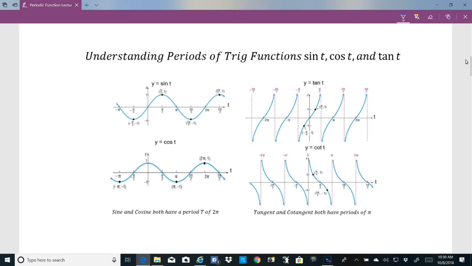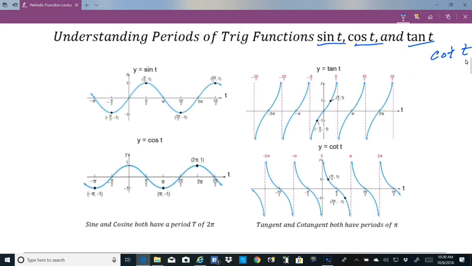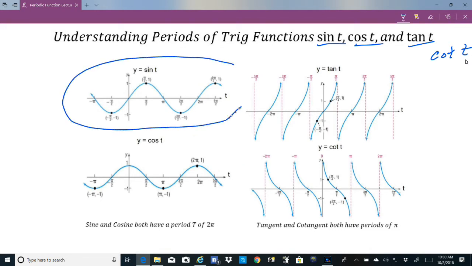Now, we've already talked about trig functions: sine of t, cosine of t, tangent of t, and also cotangent of t. In looking at the graph of the sine function, we all know that it always starts out at 0, goes up to a peak, goes down to a negative peak, and comes back to 0 again, and it does that in a period of 2 pi. So every 2 pi, the function repeats.